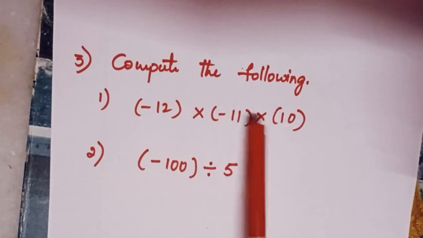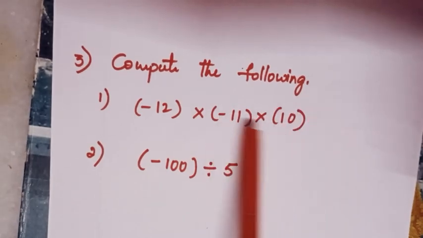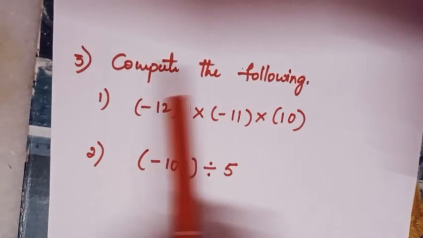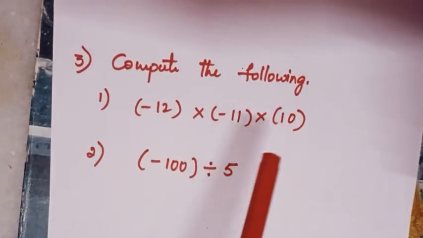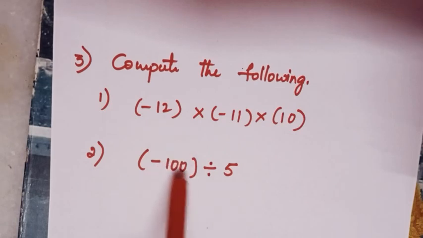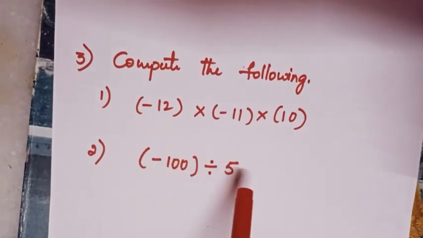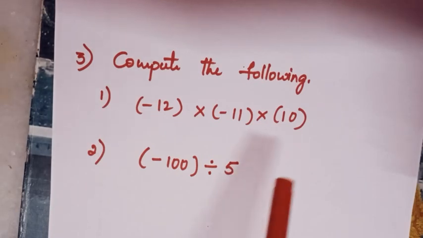I'll give you a hint, children. First you take the number with the 10. Then go for the other number. You can multiply easily. And minus into minus or minus into plus, you know very well how to compute. And next one, how to divide, you know very well. 100 divisible by 5. It's very easy, children. You can do it.